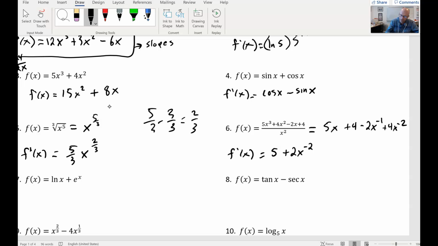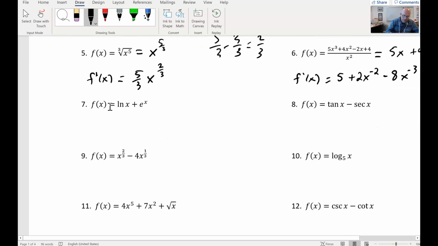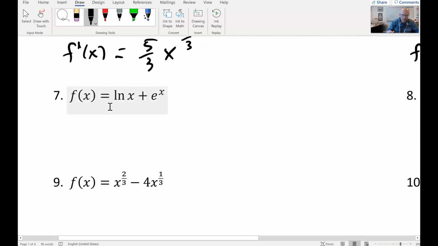And then finally, this last one is the power rule again. So negative 2 times 4 would be negative 8. And drop the power by 1, and that would be negative 3. And of course, all these are times dx/dx, which is just 1. Okay? So number 7, this is a combination.